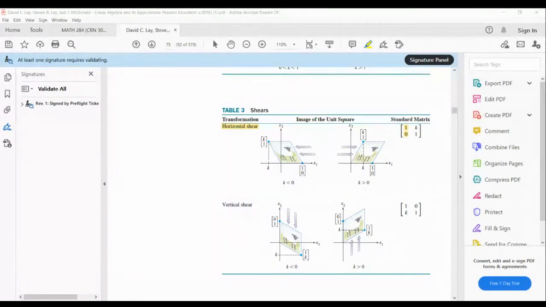But the vector 0, 1, if you look at the picture to the left, the vector 0, 1 gets moved which way? The vector 0, 1, that unit vector, does it get moved to the left or to the right on the left picture? What's 0, 1 get mapped to?